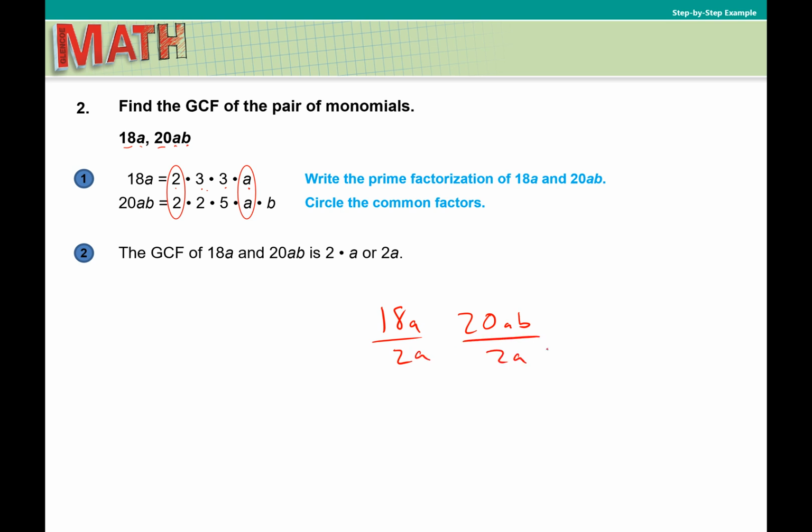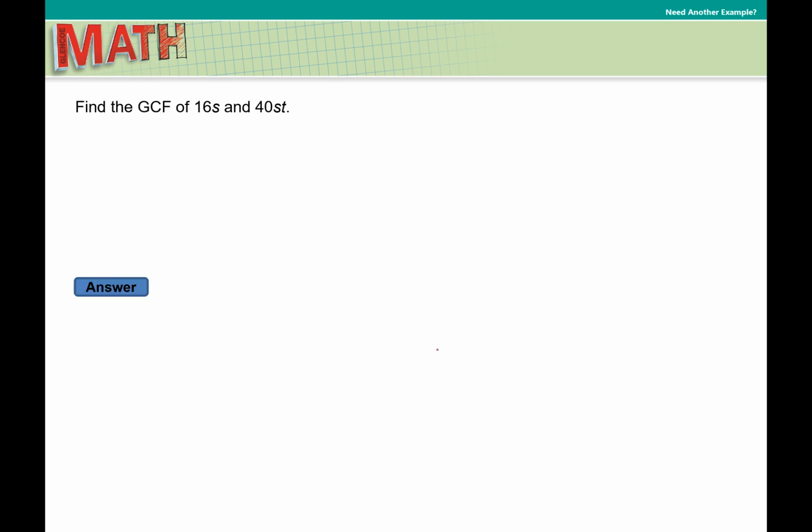And both of them are going to go in. This is going to be 9, and this is going to be 10b left over, but both of them work out, and I can't divide any further. So that would be the greatest common factor. Okay, you go ahead and work this one through on your own. Check your answer when you're done.